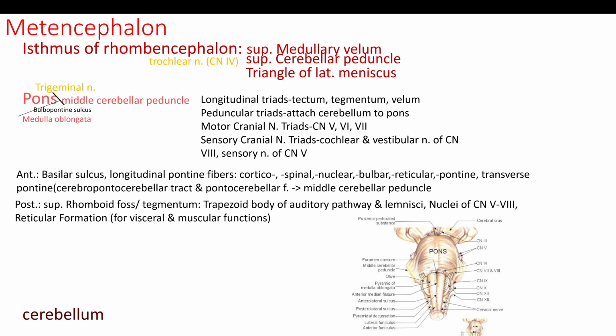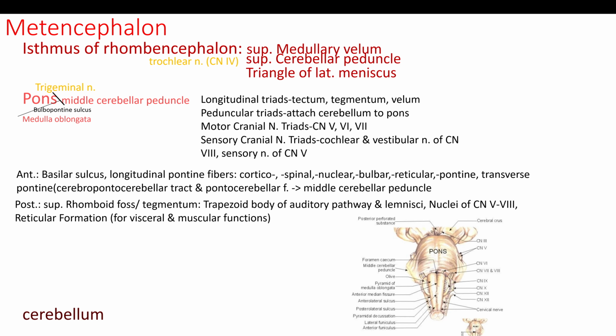Then we have the pons and the middle cerebellar peduncle, which are divided by the arbitrary line of the trigeminal nerve, which marks this border between the middle cerebellar peduncle and the pons. And there's a bulbopontine sulcus, which separates the pons and the medulla oblongata.